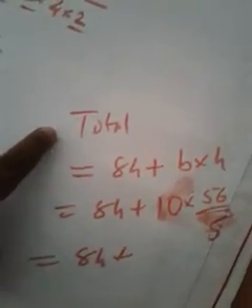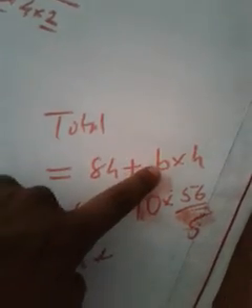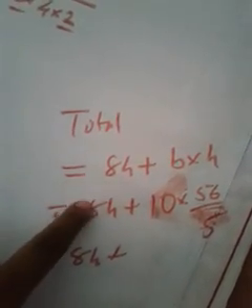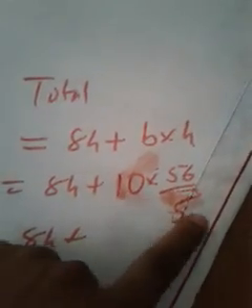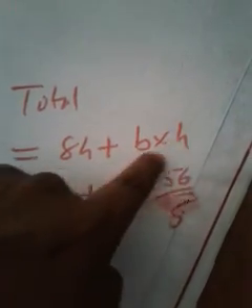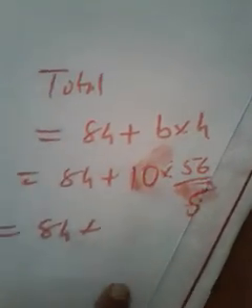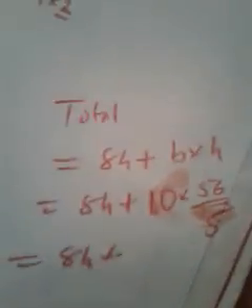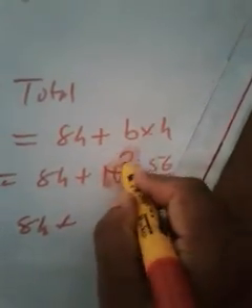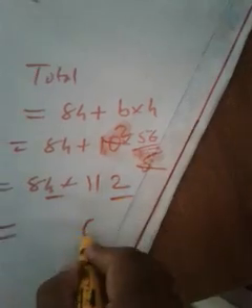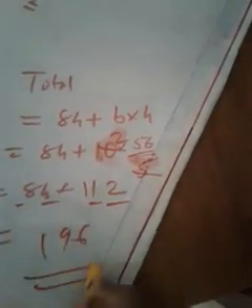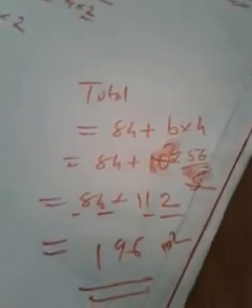Then after getting the value of h, let us go for calculating the total area. Total area is nothing but the area of the triangle plus the area of the parallelogram. The area of the triangle we already got as 84, and the area of the parallelogram is b into h. The base of the parallelogram is 10, and the height we got as 56 by 5. So 10 into 56 by 5 is the part of the parallelogram, b into h. So 84 plus, you can cancel this 5 and 10. So 2 into 56 is 112. Then we will get the answer as 196 meters square. And this is the exact answer in the textbook.